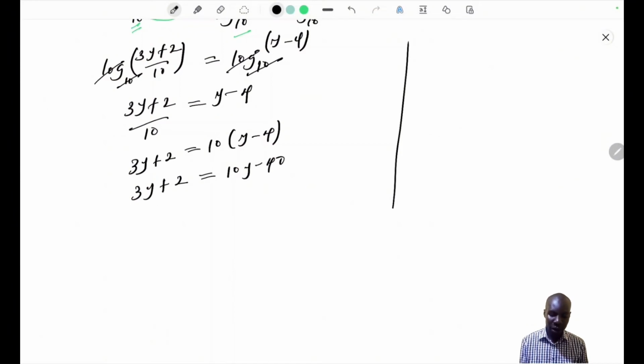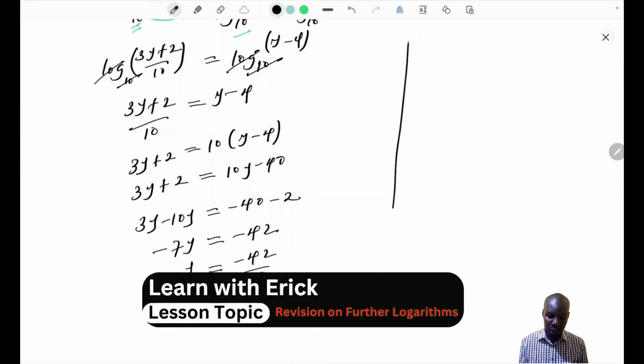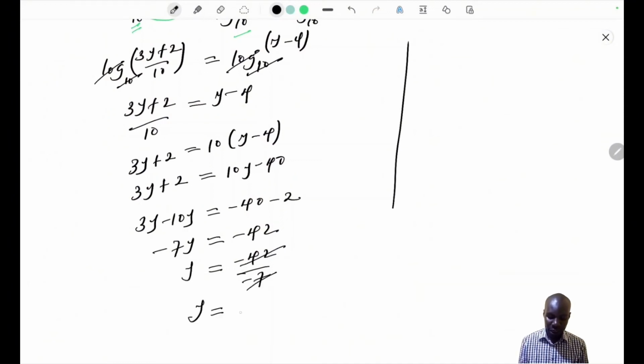Collect the like terms. 3y minus 10y should be equal to minus 40 minus 2. So this is minus 7y equals minus 42. y alone is equal to minus 42 over minus 7. So y is equal to 6. And that is the answer for that.